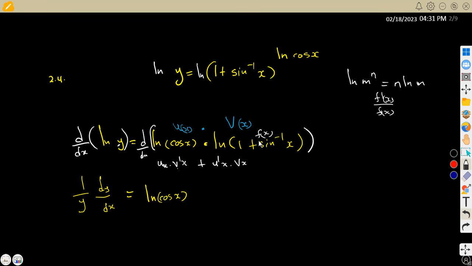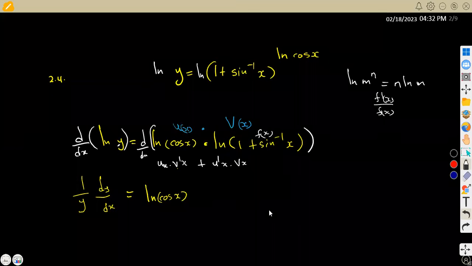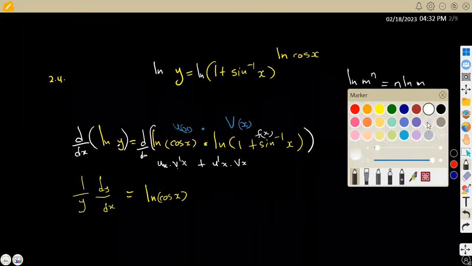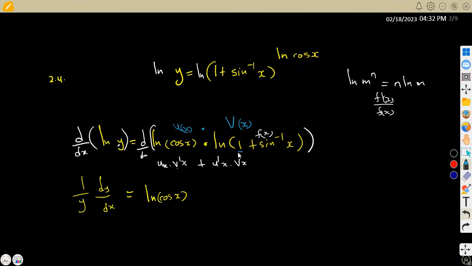From this derivative, how many functions do we have? We've got one function and another function for ln, so two functions. The derivative of 1 is 0, so here we obtain 0. Then we move on to arcsine of x. From your derivatives, we know that the derivative of arcsine is 1 over the square root of 1 minus x squared.